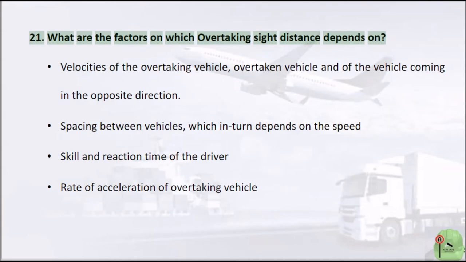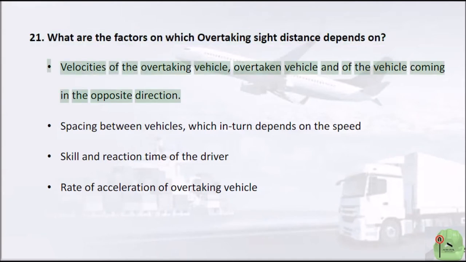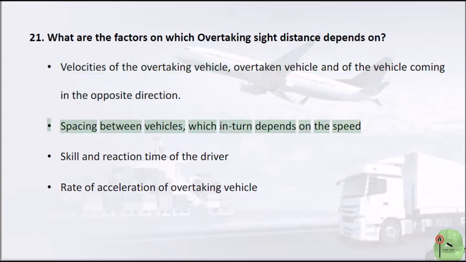What are the factors on which overtaking sight distance depends? Velocities of the overtaking vehicle, overtaken vehicle, and of the vehicle coming in the opposite direction. Spacing between vehicles, which in turn depends on the speed. Skill and reaction time of the driver. Rate of acceleration of the overtaking vehicle.